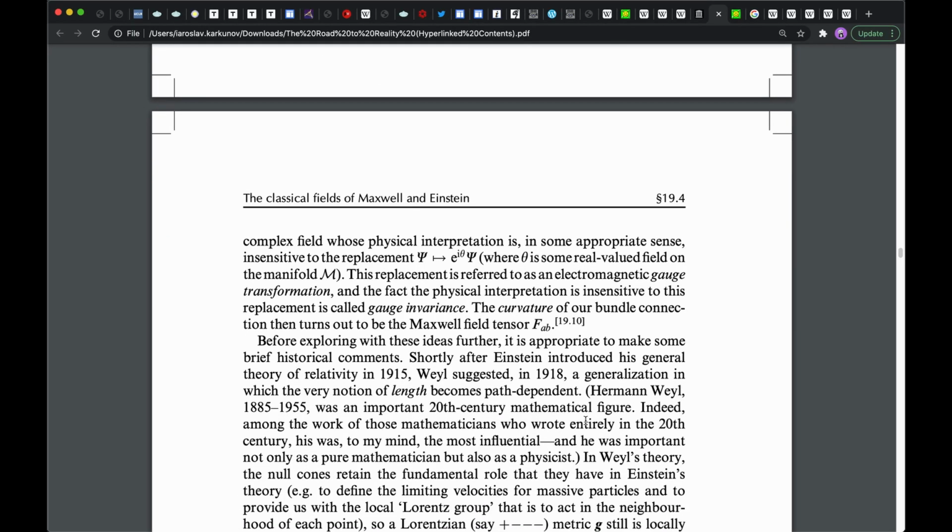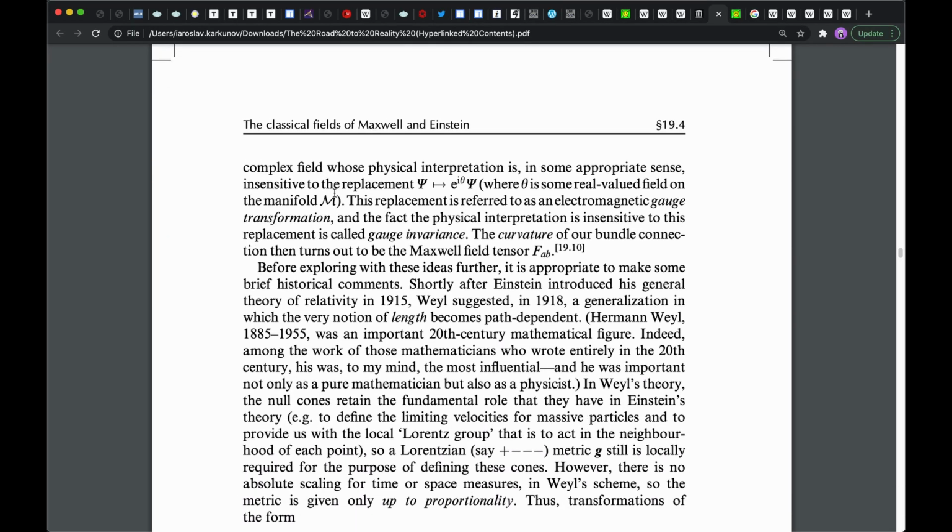Okay, and yeah, he says that for that to make sense, we need to say that our wave functions should be insensitive to the replacement, which equals the multiplication by the phase factor here.